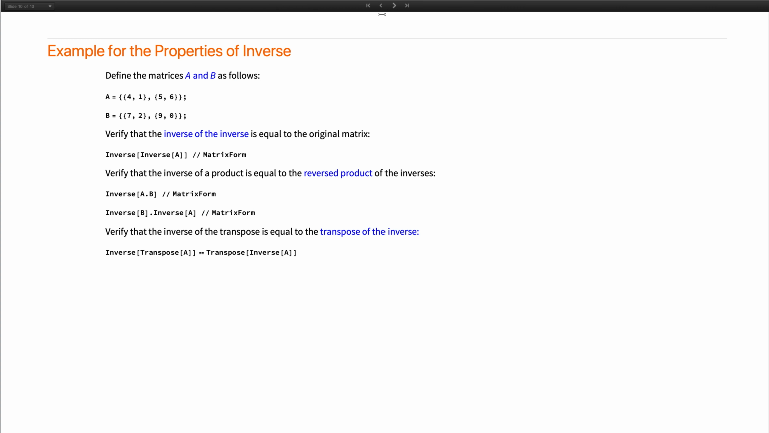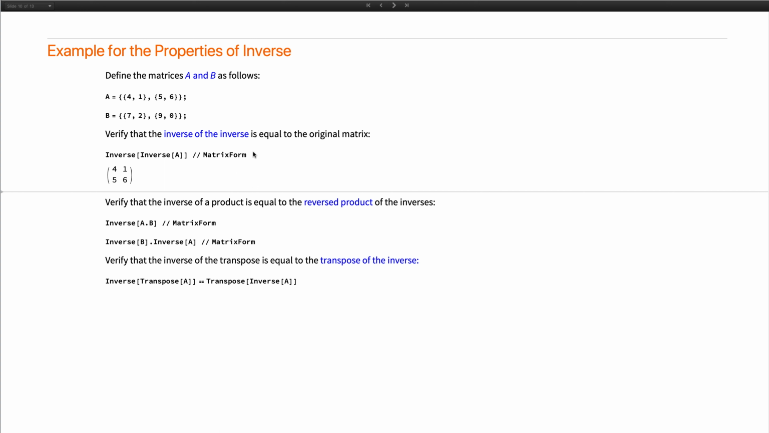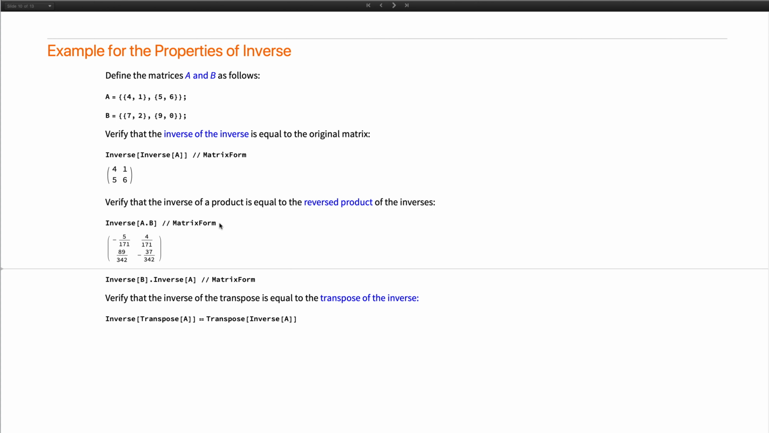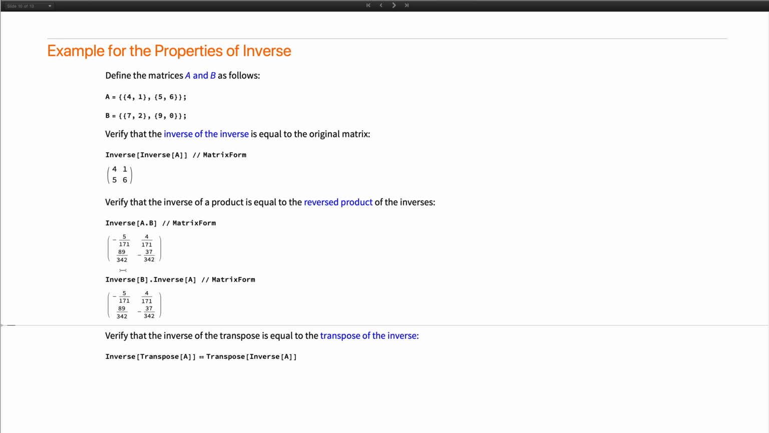Okay, so as an example for those properties, you have two matrices A and B over here. Let's check that if you do the inverse of A twice, you do get back the matrix A, which is correct over here. Then if you do inverse of A dot B, that's inverse B dot inverse A. So notice I have got the reversed order over here. You have B and then A. And finally, if you do the transpose followed by inverse, or inverse followed by transpose, you get back just the same result.